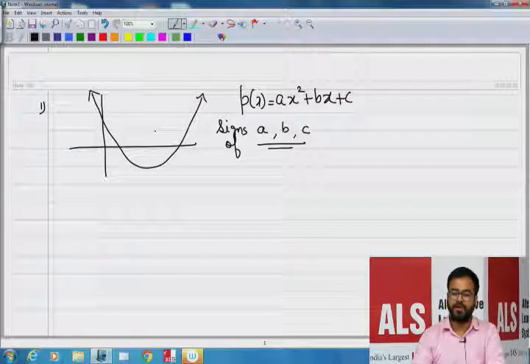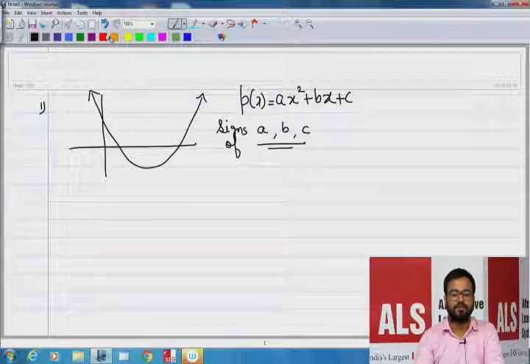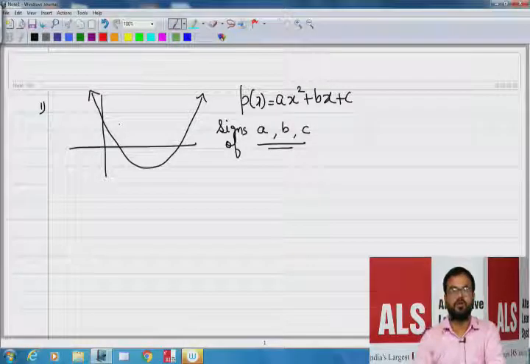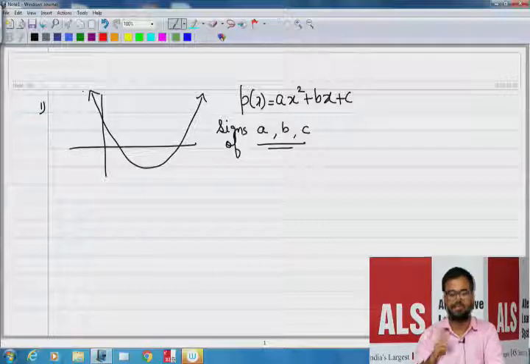See how you can figure it out. First of all, you have to see whether the parabola is opening upwards or downwards. The sign of a depends majorly on the opening of the parabola. If it is opening upwards, the sign is positive. If it is opening downwards, a is negative. Since you can see the parabola is opening upwards, here a is positive.